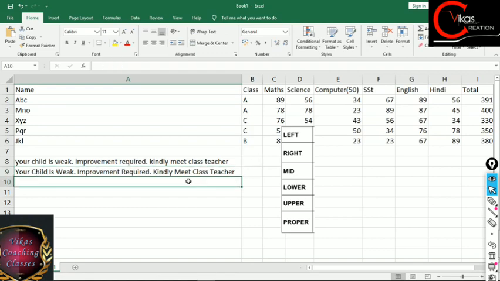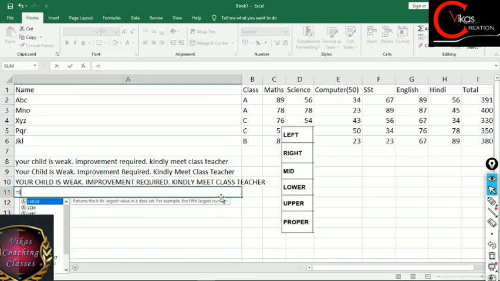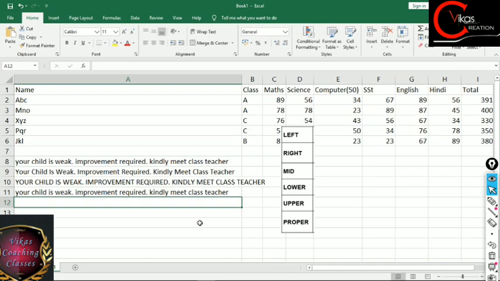It will make all your first letters in caps. Fine. Similarly, if I write the same in upper, तो देखो भाई सब कैप्स में आ गया. अगर मैंने लिखा लोअर तो सब कुछ देखना स्मॉल लेटर्स में आ जाएगा, समथिंग लाइक दिस. फाइन. सो इट वाज ऑल अबाउट आवर दीज थ्री फंक्शंस, दैट इज अपर, लोअर एंड प्रॉपर.